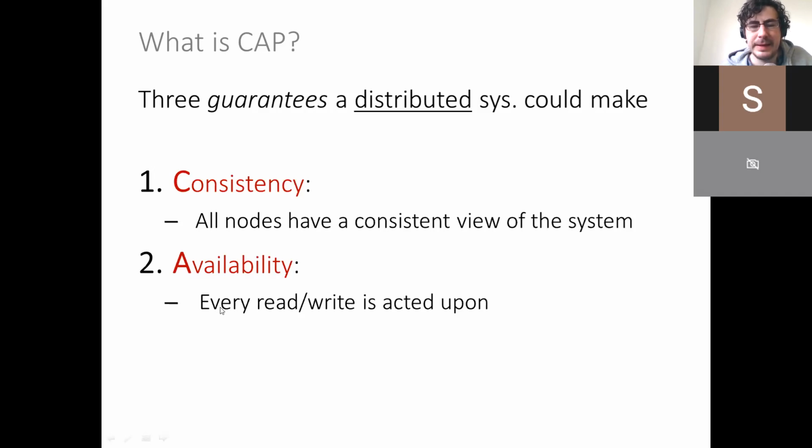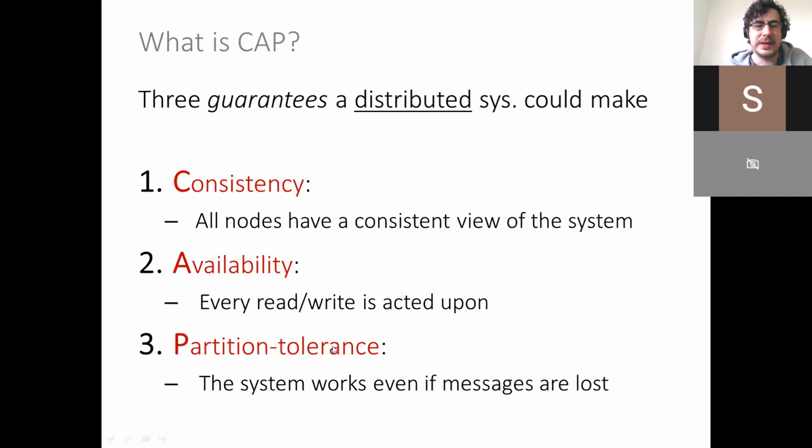Availability refers to this idea that every read or write can be acted upon. So essentially, the system remains operating all of the time, receiving reads and writes. And a third guarantee is partition tolerance, which refers to the idea that a system works even if messages are lost. This means, for example, if we have 10 machines and all of a sudden, maybe on 2 different racks, the racks can't communicate with each other, the system can still continue to operate, even if messages are lost between the different machines of the distributed system. So these are 3 hypothetical guarantees that we could consider in a distributed system.